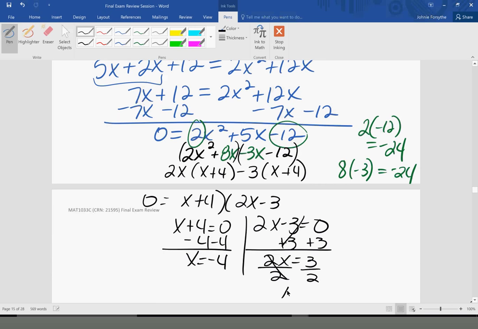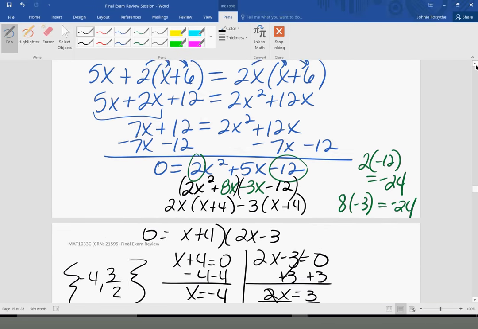Divide by 2. So x equals 3 over 2. So your 2 solutions are negative 4 and then 3 over 2. And then when you put it into the computer, it's going to ask you to type it as a solution set. So you can just list it within the brackets they give you. So you can say negative 4, comma, 3 over 2. You can write whichever order you want, and they'll take both of them.